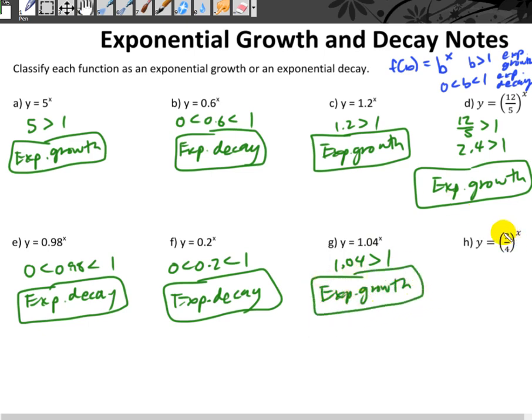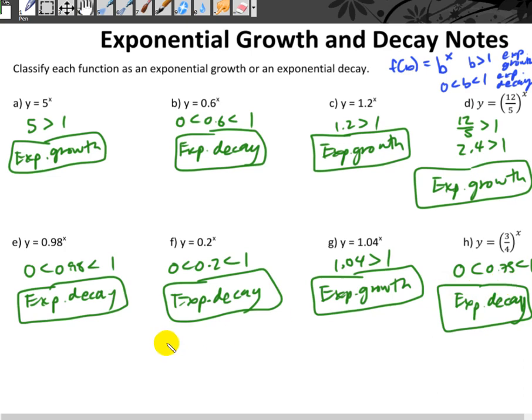And the last one, 3/4. Well, 3/4 falls between 0 and 1. Since that falls between 0 and 1, I could write it as 0.75, since 3/4 is 0.75. This represents exponential decay. Okay, so that's generally how this works.